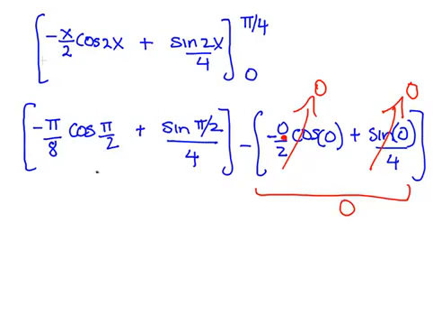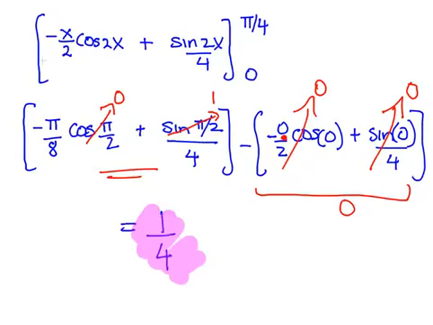So we just have to work with this bit. Minus pi over 8 times cos of pi over 2 also works out to be 0. Sine of pi over 2 just evaluates to 1. So the answer simply is 1/4. That's the answer to the first one. I'm going to pause now and do a second one.